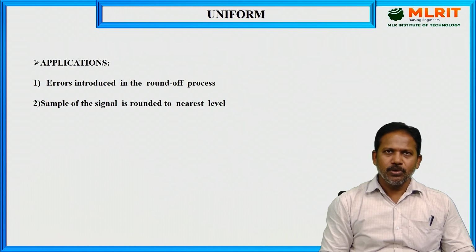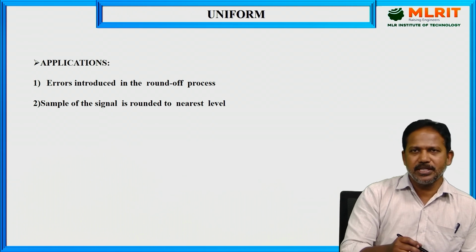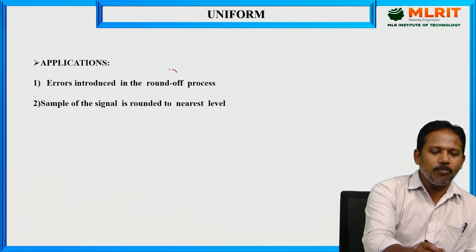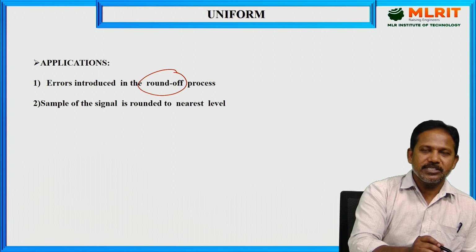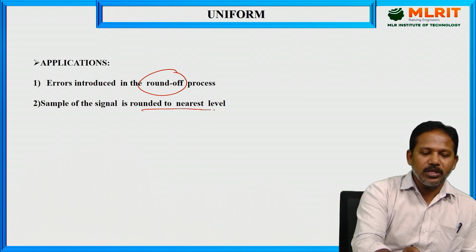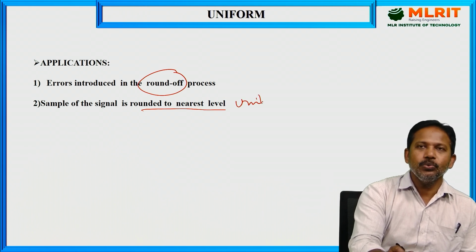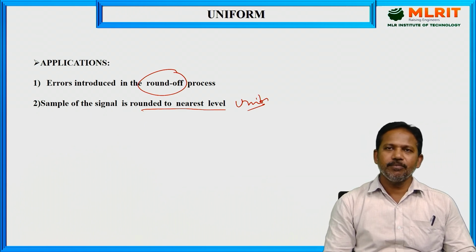Now we need to discuss the applications of the uniform distribution and density function. Mainly it is used for the round-off process. Next, in digital communications, the errors are rounded to the nearest discrete values, so the PDF of the errors is represented by the uniform distribution and density function only. So this is the total information about the uniform distribution and density function.